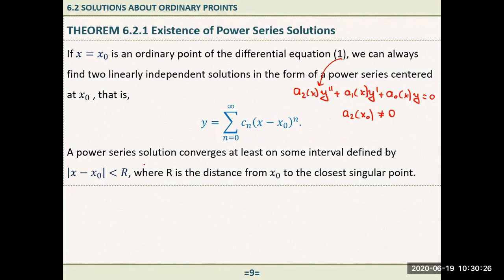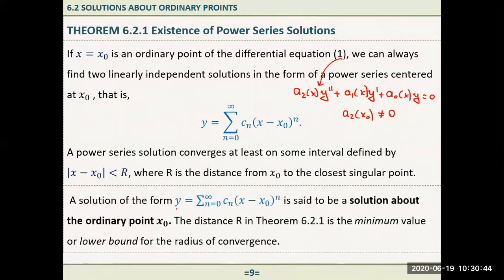A power series solution converges at least on some interval defined by the absolute value of x minus x sub 0 less than capital R, where capital R is the distance from x sub 0 to the closest singular point. And a solution of this form is said to be a solution about the ordinary point x sub 0. So the distance R in this theorem is the minimum value or lower bound for the radius of convergence. Now we will consider one example about this theorem.